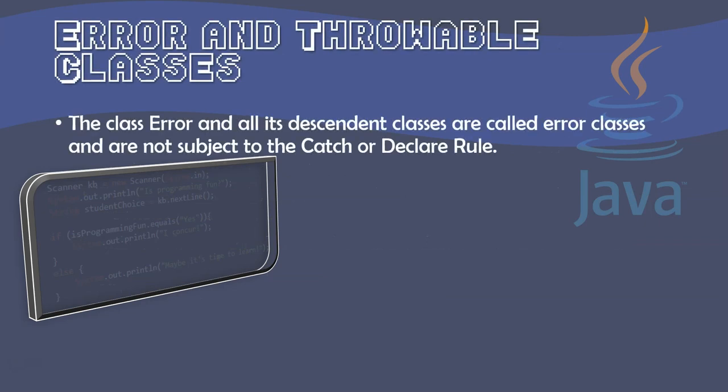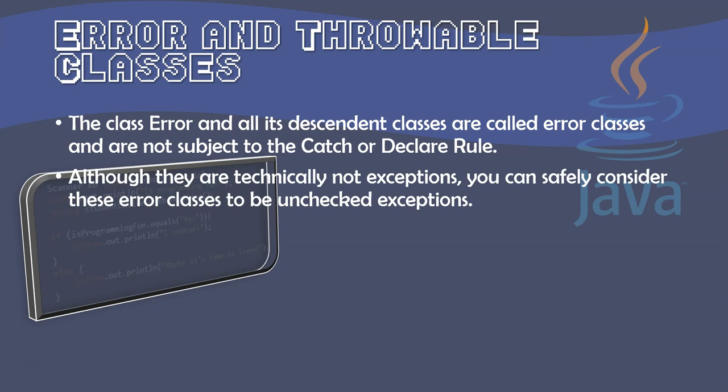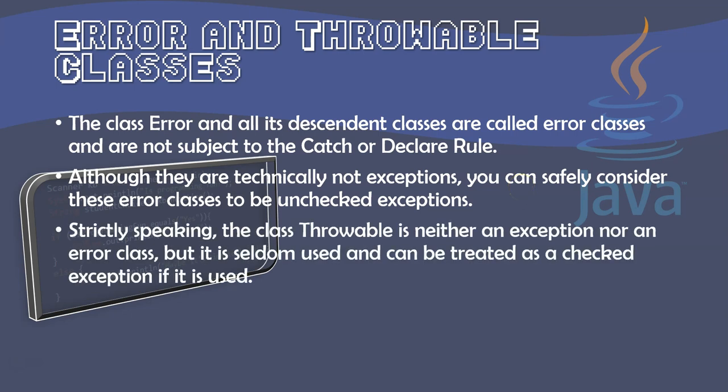Now, what about the Error and Throwable classes? Well, the Error class and all its descendant classes are called error classes, and they're not subject to the catch or declare rule. Though they're technically not exceptions, you can safely consider them to be, in effect, unchecked exceptions. Strictly speaking, the class Throwable is neither an exception nor an error class, but it's seldom used and can be treated as a checked exception if you, for some reason, do use it.